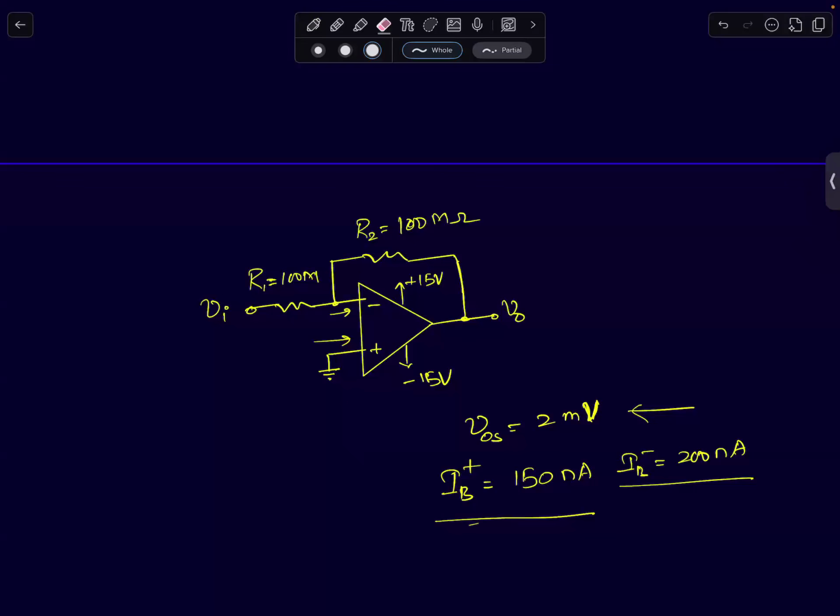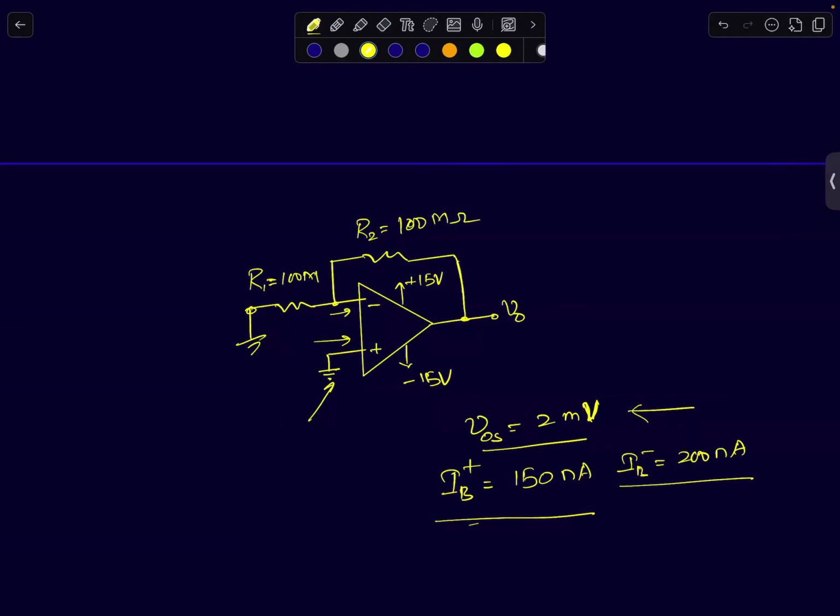So we'll assume that you can apply superposition. Let's assume there is no input signal present. So assume only offset is present. If there is a 2 millivolt offset, by what factor will it be amplified at the output? Assume a 2 millivolt offset. By what amount will it appear at the output? I am saying the offset is 2 millivolts. Ignore all the other parameters. What will be the output voltage due to offset?